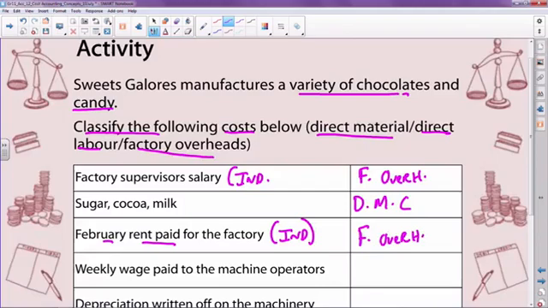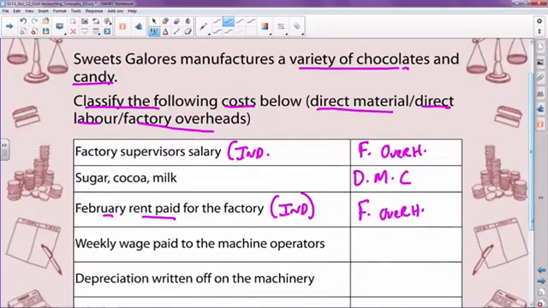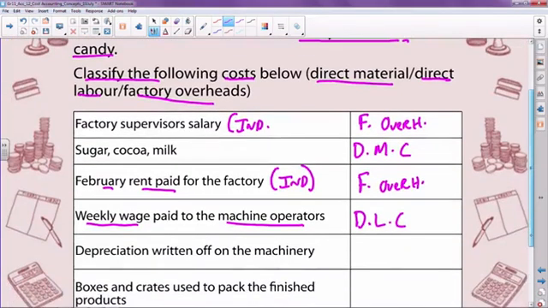Okay, right, let's look at the next cost given. Your weekly wage that is paid to the machine operators. So in other words, your factory workers, and absolutely correct guys, direct labor cost. Okay, fifth item, depreciation written off on the machinery. So again, related to the factory, and this is classified as an indirect expense. So therefore, anything indirectly related to the factory is factory overheads.